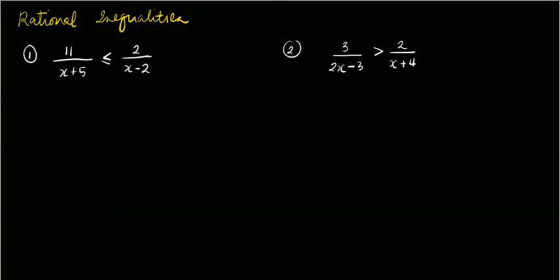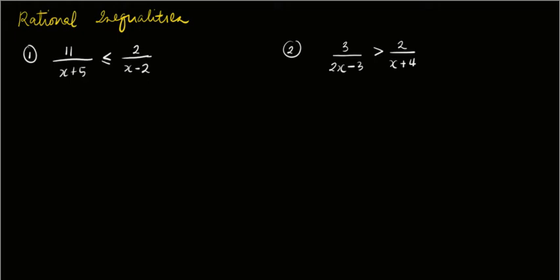This is solving rational inequalities. For number 1, we have 11 over x plus 5 is less than or equal to 2 over x minus 2. Number 2, we have 3 over 2x minus 3 is greater than 2 over x plus 4. The first step in solving rational inequalities is to transpose everything to one single side.